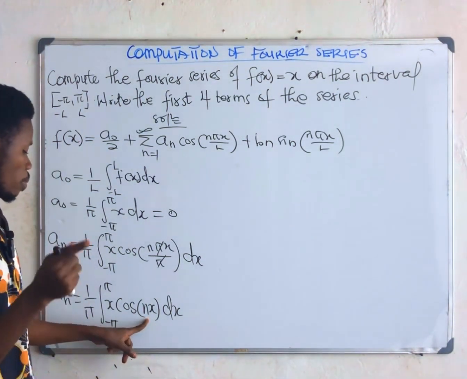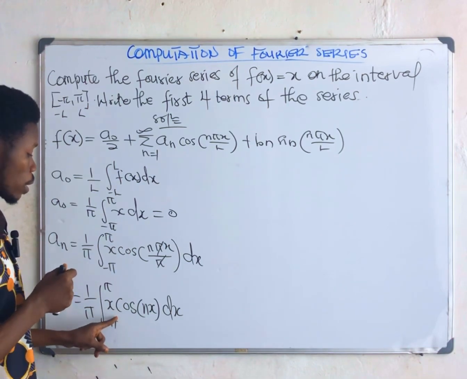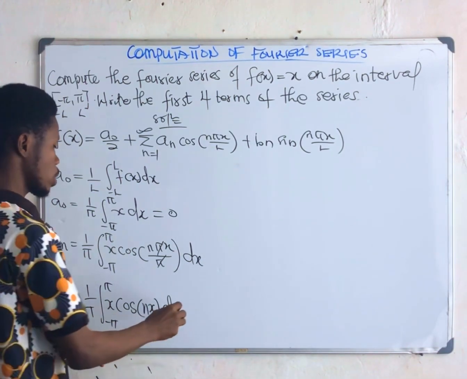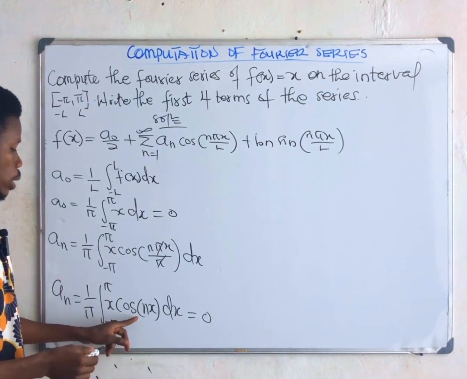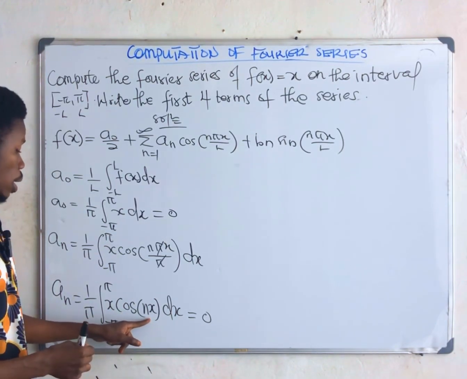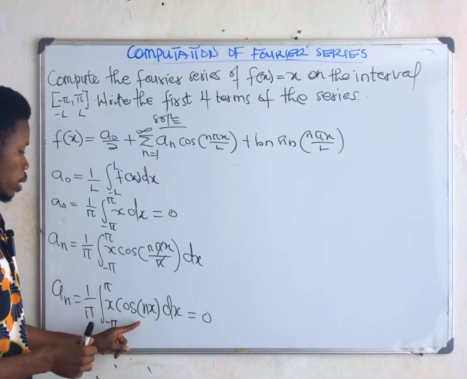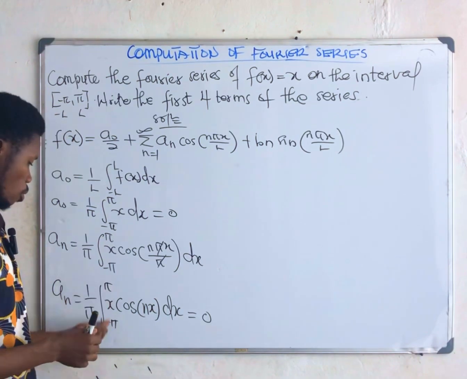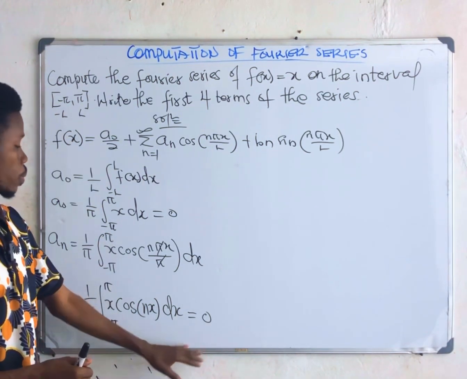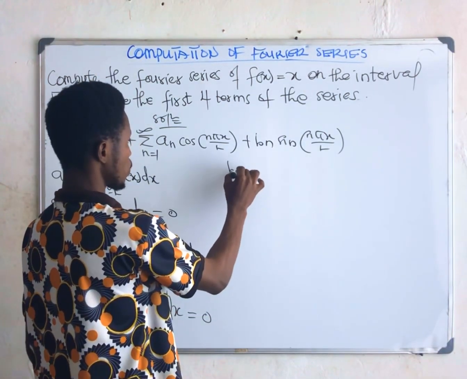But remember that if you want to use the integration by parts, check the function. If the function is odd, then it means that the integration of this will also be 0. So the x is odd, cos nx is even, because you said that cos is even. So if cos is even and x is odd, odd times even is still odd. So anytime you integrate an odd function in the form like this, you get what? 0.